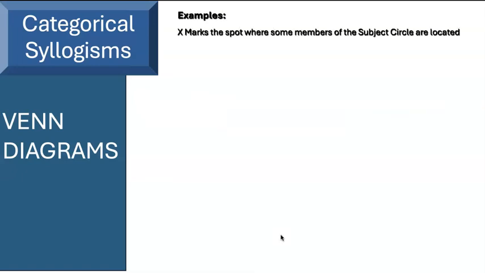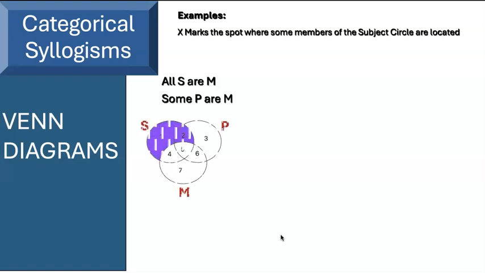Alright, X marks the spot. So, two premises now. All S are M, some P are M. So first, all S are M. If you are in the S circle, you are over here where it overlaps with M. The rest of the S circle is empty. Then some P are M. Some members of the P circle are members of the M circle. So some members of the P circle are in the section where it overlaps with M.